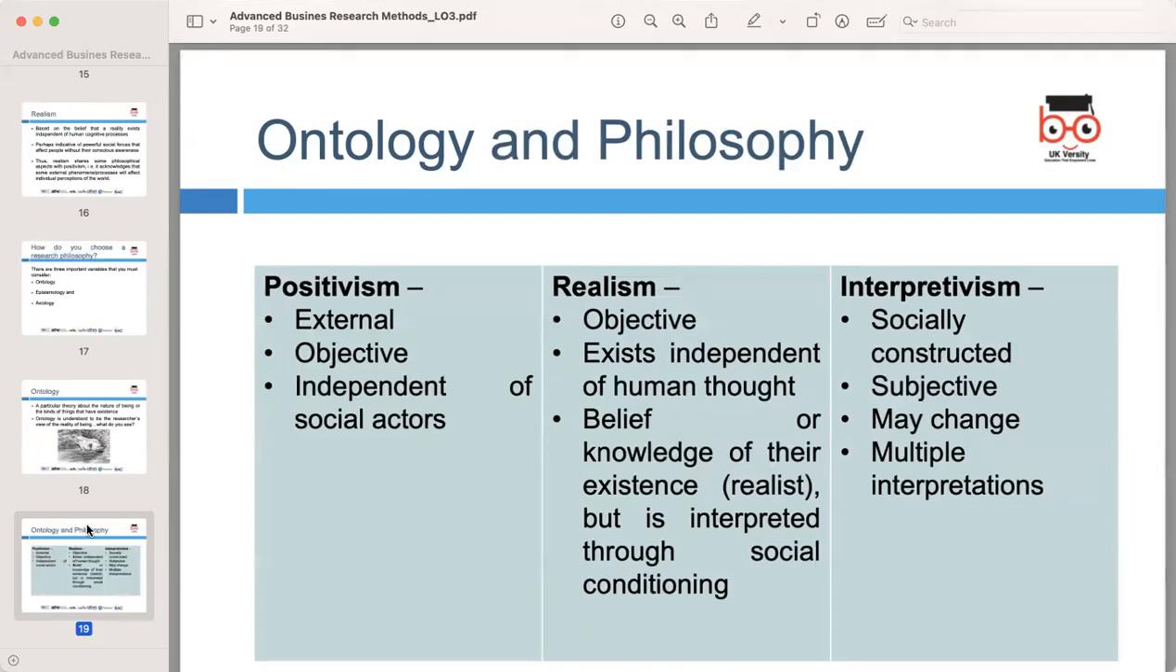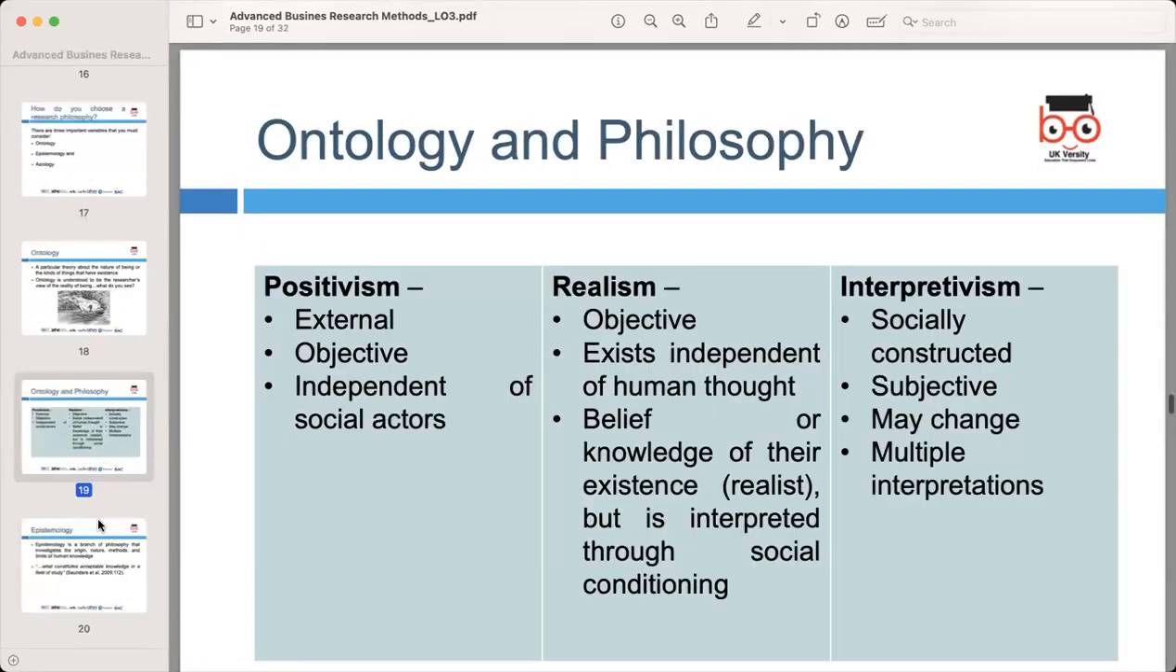Ontology and philosophy: positivism, realism, interpretivism. So positivism sees social actors as external, objective, and independent. On the other hand, in realism, objects exist independent of human thoughts, beliefs, or knowledge of their existence, but are interpreted through social conditioning. Interpretivism: socially constructed, subjective, may change, multiple interpretations.